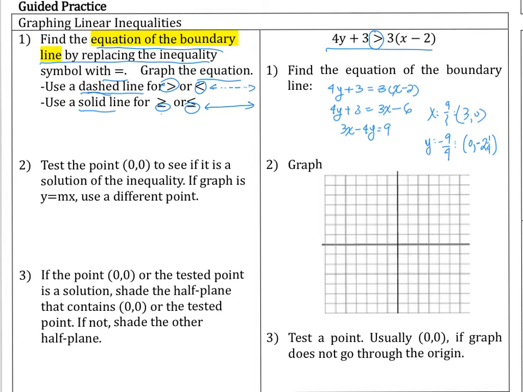So for this case, we need to first plot the points. 3, 0, and 0, negative 2 and 1/4. This is 1, this is negative 1, and negative 2 and 1/4 should be about here. And then you draw the dashed line.